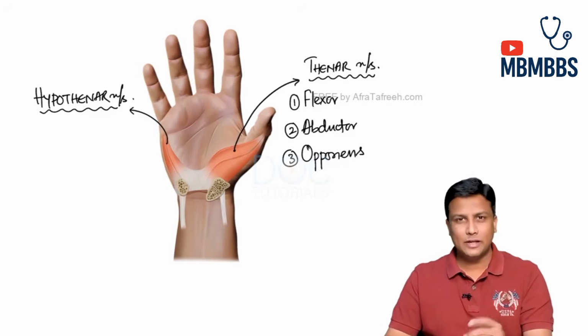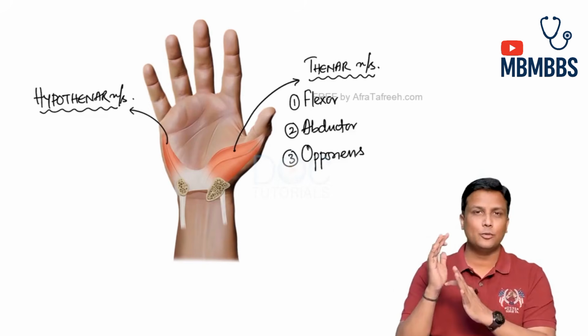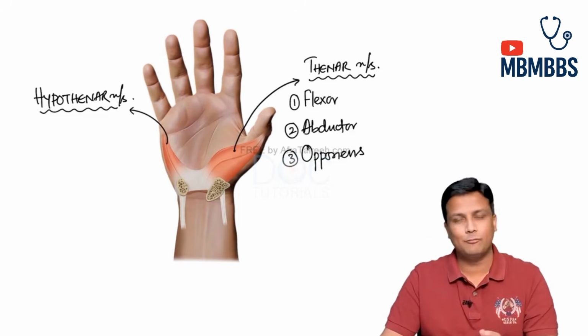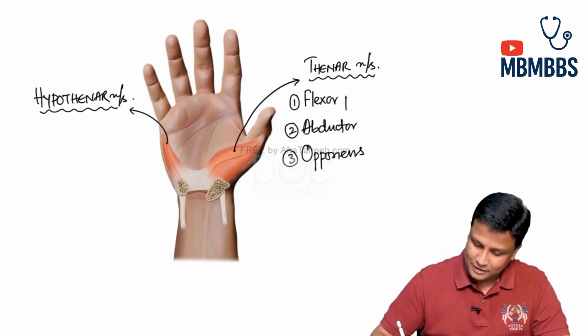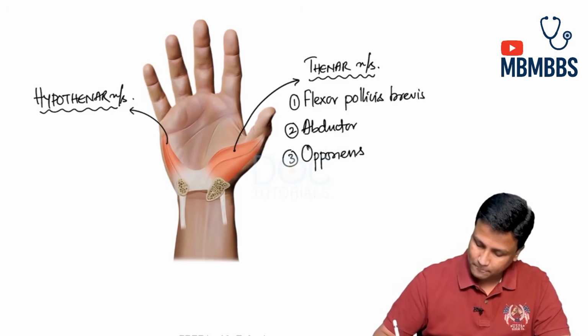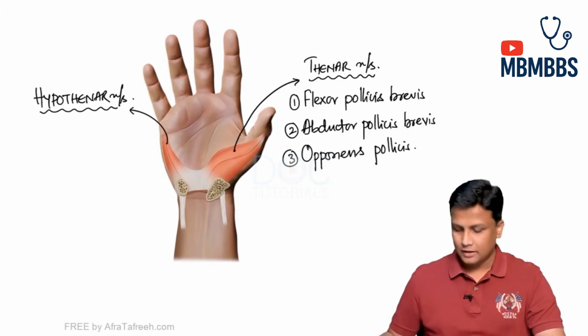Now, what I told you in the very beginning of this topic, what should be there in their name? Thenar group of muscles, in their name, what do you have? You have pollicis brevis. That's the reason why you can just add that along with this one. That's the reason why the name becomes flexor pollicis brevis. Abductor pollicis brevis. And when it comes to opponens, it will be only pollicis, guys. There is a reason for that, I'll tell you.